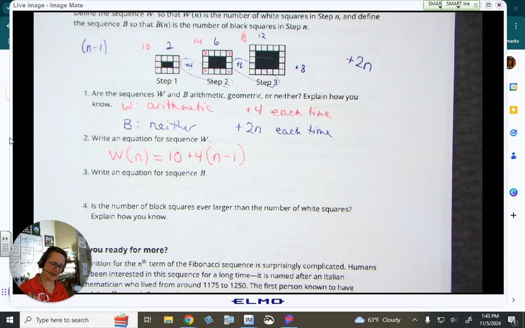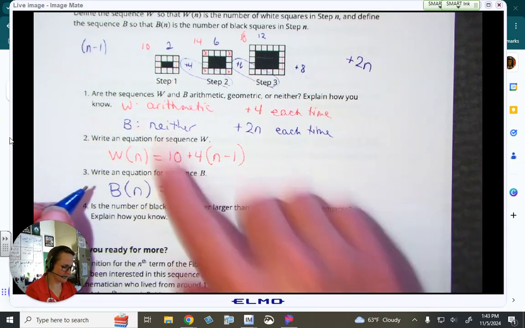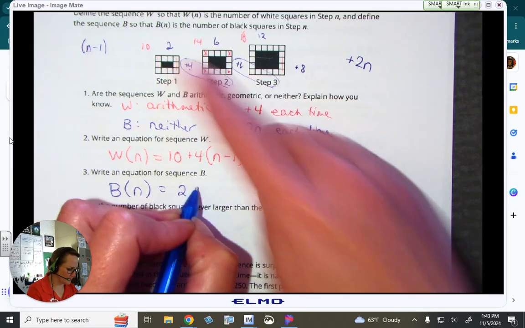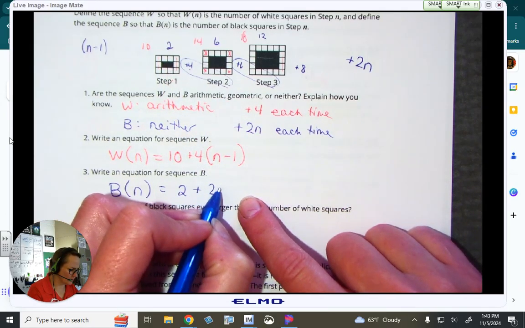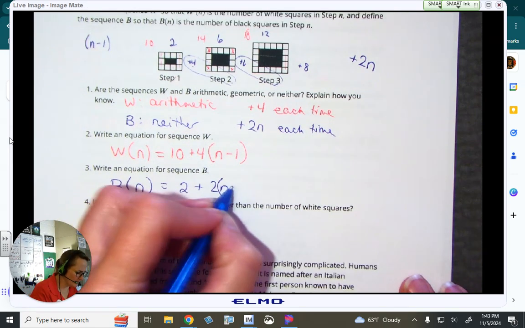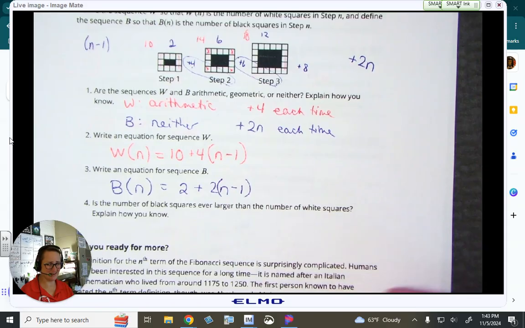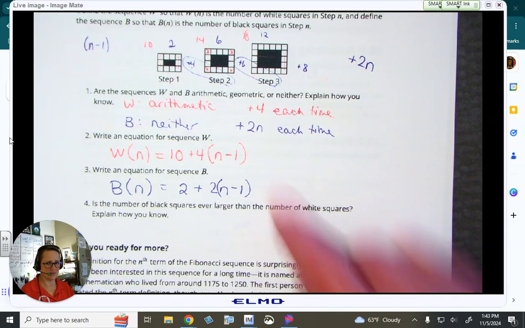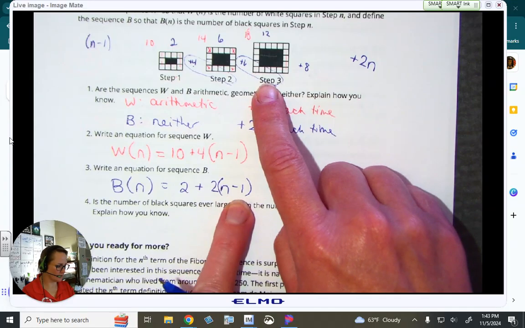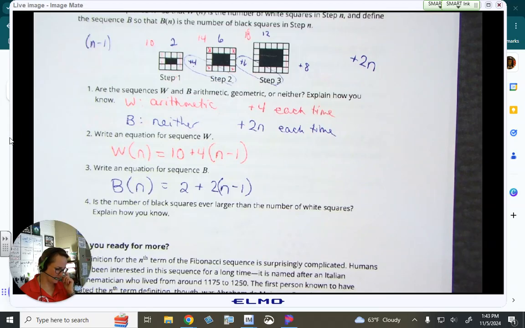And I mean, I can still write an equation for that, sure. It's going to be weird. It starts with 2 black squares. It adds 2n. But we have to add n minus 1. So that does look arithmetic, but it's not arithmetic. Let me plug in 3 and see if I have that right. 3 minus 1 is 2. 2 times 2 is 4. 2 plus 4 is not 12. So that's still not quite right.